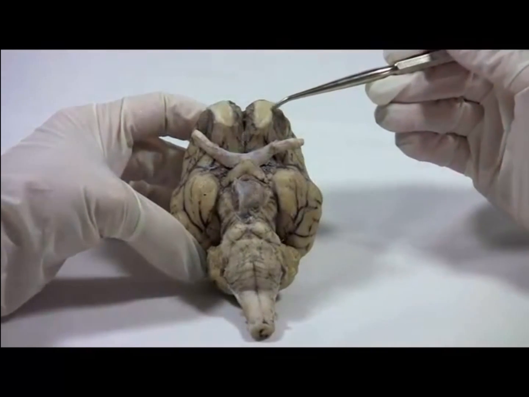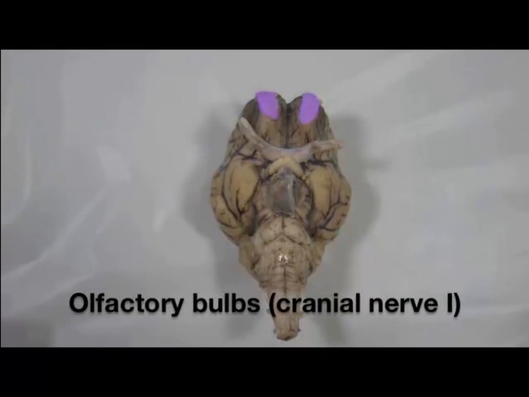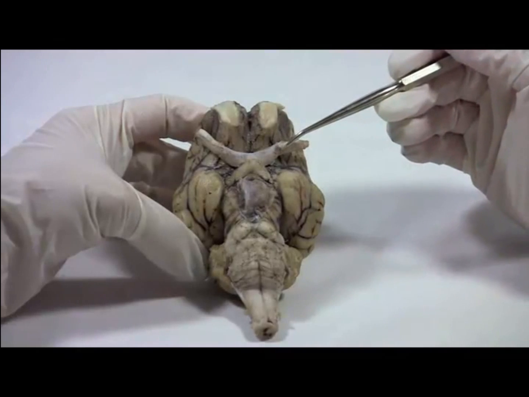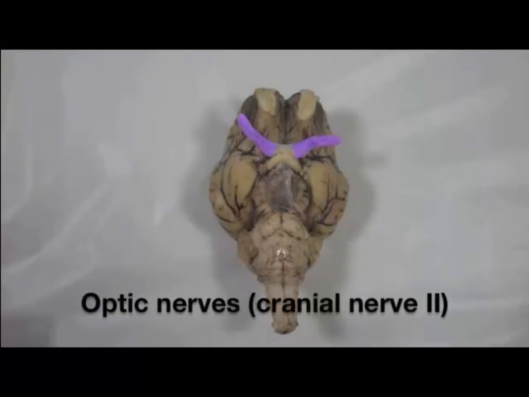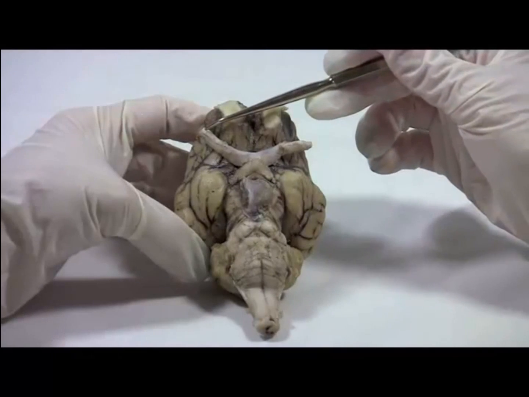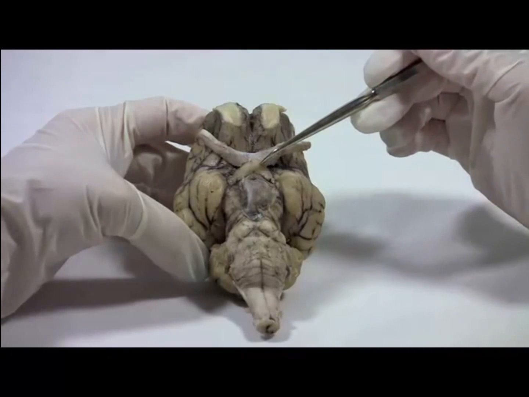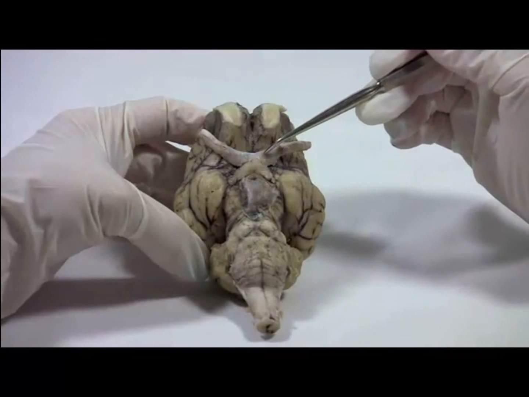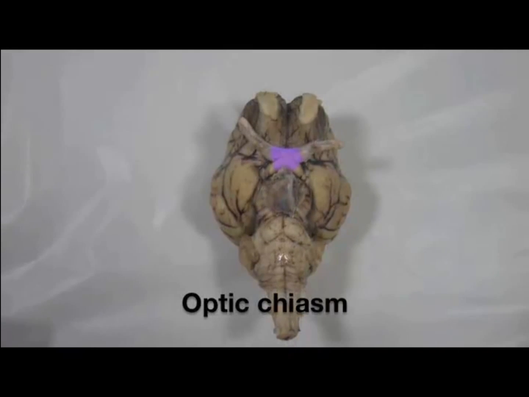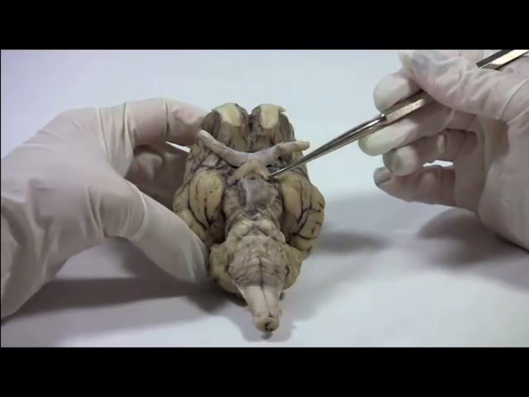These are the olfactory bulbs, the optic nerves. The optic nerves originate on the back of the eyeballs and carry visual information into the brain. Some of the optic nerve fibers cross midline at the optic chiasm and then continue on into the brain through the optic tracts.